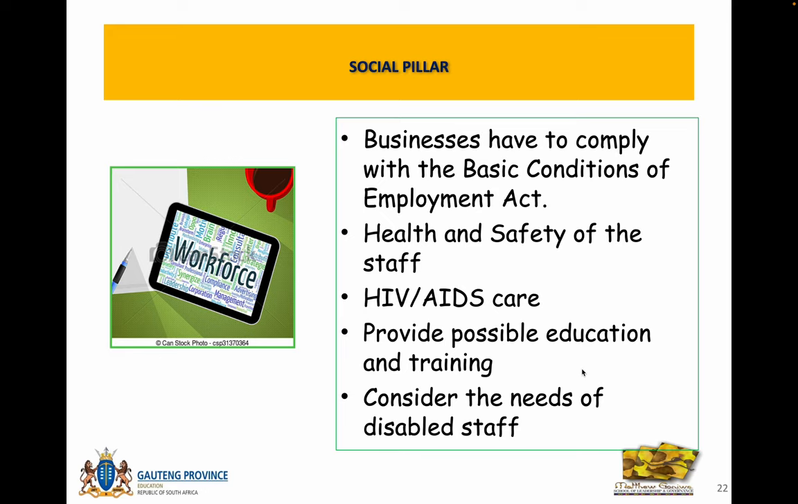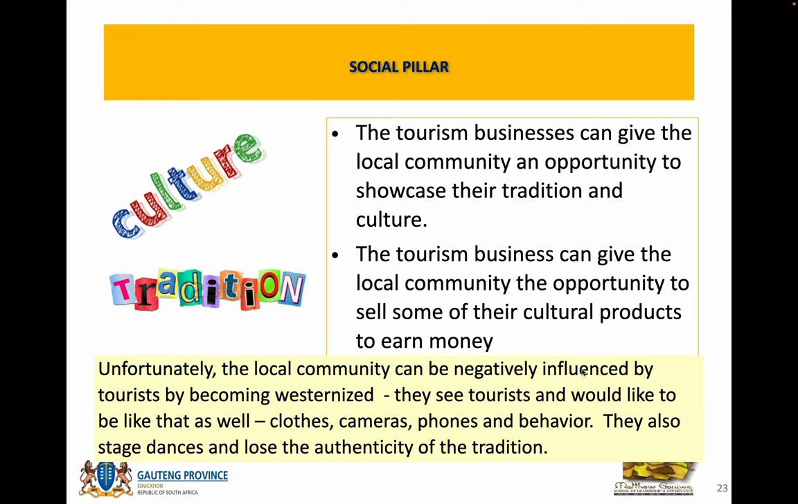So in terms of social, we mean things that people face community-wise. Then the last slide of the social pillar: the tourism business can give the local community an opportunity to showcase their tradition, meaning that community members can show what they have in terms of their culture, their beliefs, how they do things. So this business will help them showcase what they have.